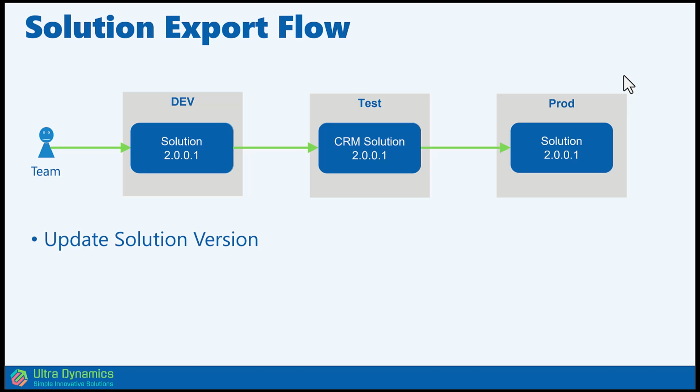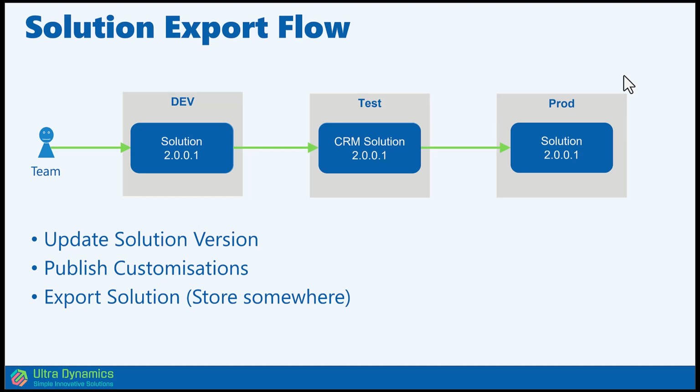1, we have to update the solution version in dev. 2, publish the customizations before we perform an export. 3, export the solution from dev. I would normally recommend storing this in an artifact repository. And 4, import the solution into the target environments and perform any additional configuration required to make the apps work as expected. In the next sections, we will take a look at some of the implementation details to make this work.